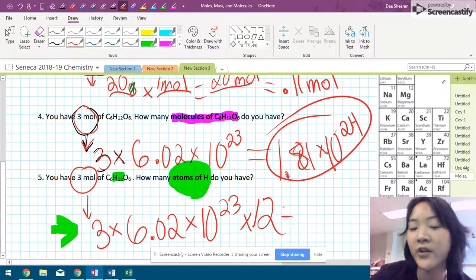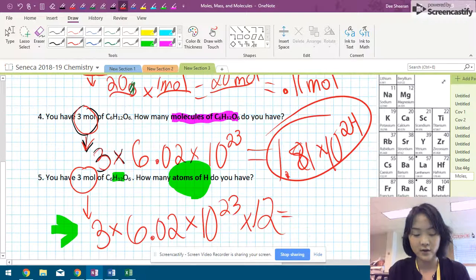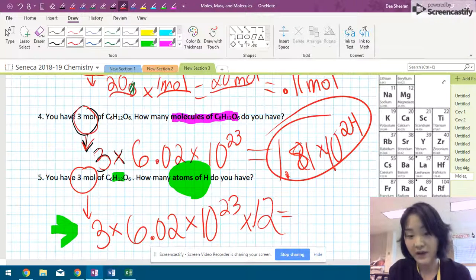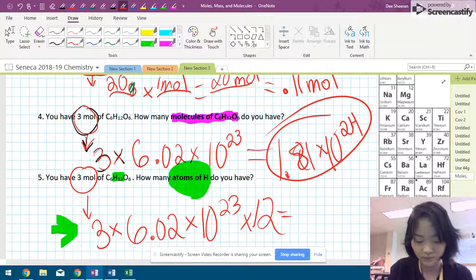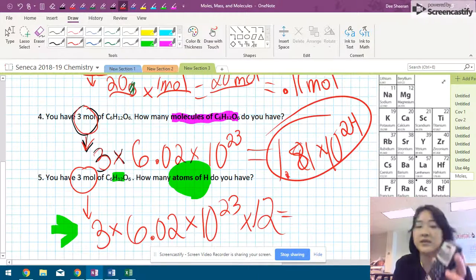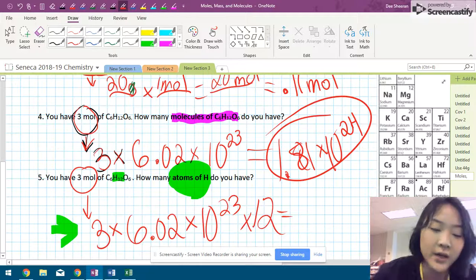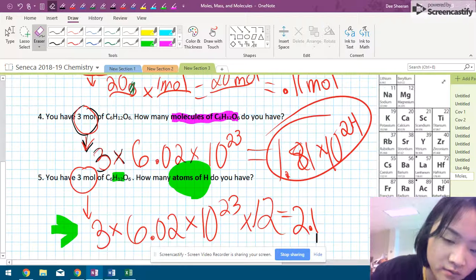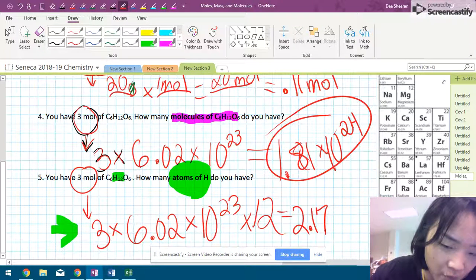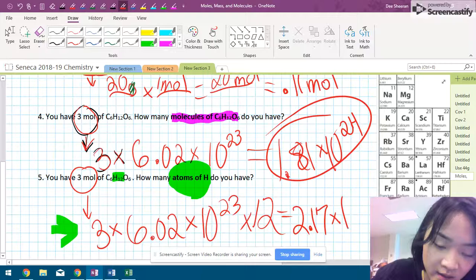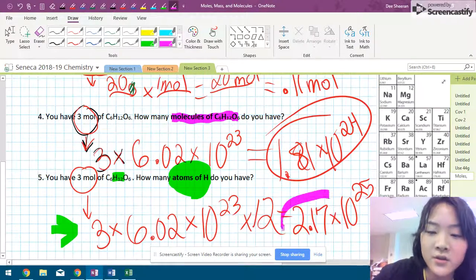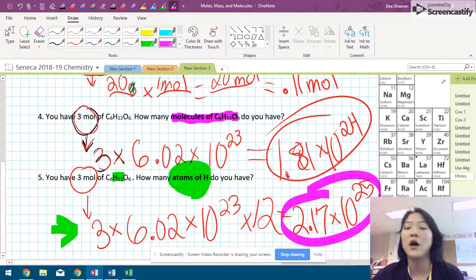And then you just put it in your calculator, and then you're straight away done. So you can do that. Going to do 6.02 times 10 to the 23rd times 12. And you should get this number. If you can't read it, I'm going to write it. It should be 2.16 or 17. If you're 1 off, it won't be that big of a deal. Times 10 to the 25th. And that is your answer. So this is your answer to number 5.